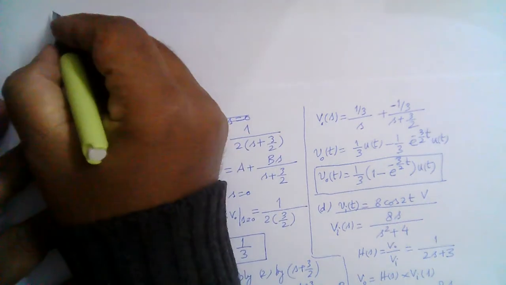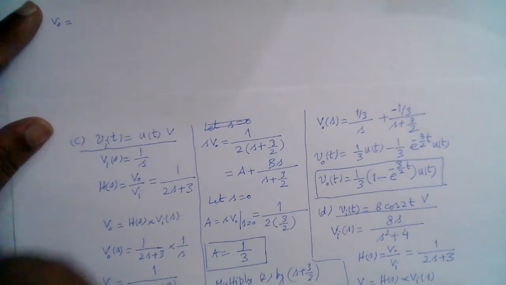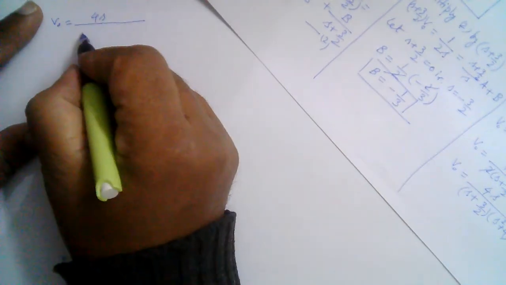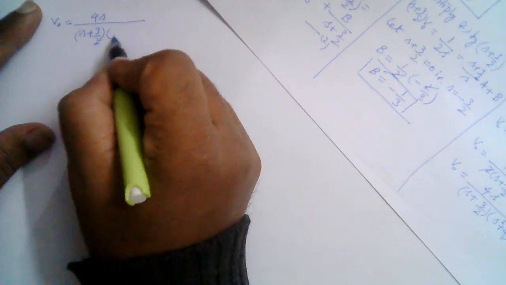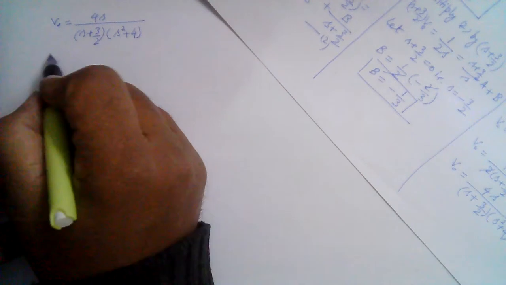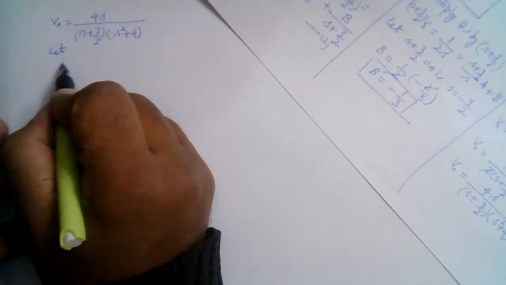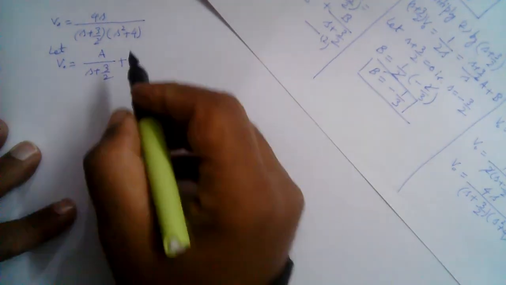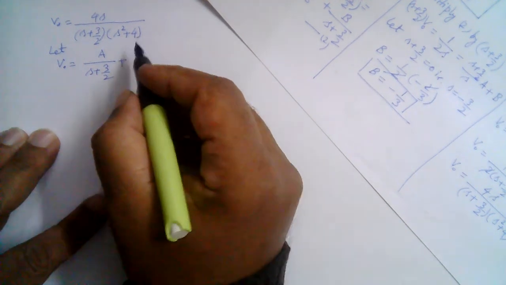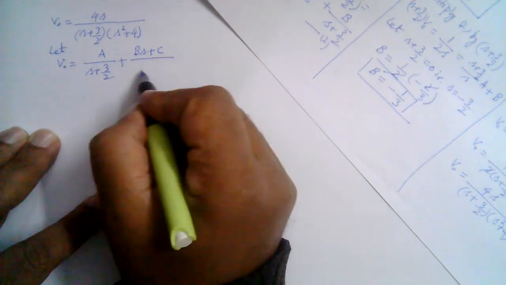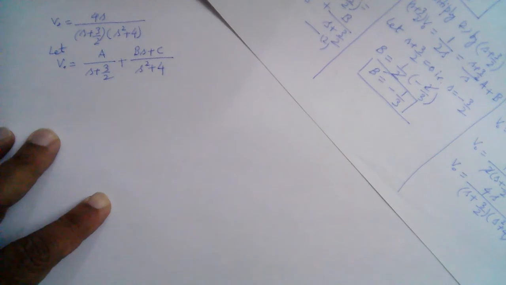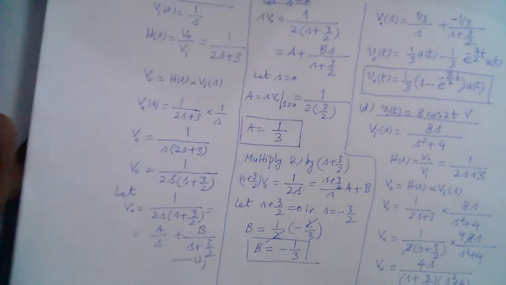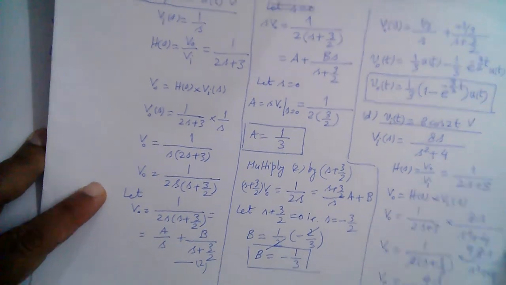So let me write down the function here again. V naught is equal to 4s divided by s plus 3 over 2 into s square plus 4, right? And let it be equal to a simple term, A over s plus 3 over 2, plus a term involving the complex conjugate pair of poles, so we need to write it like this: Bs plus C over s square plus 4. Let me call these equation 3 and 4.